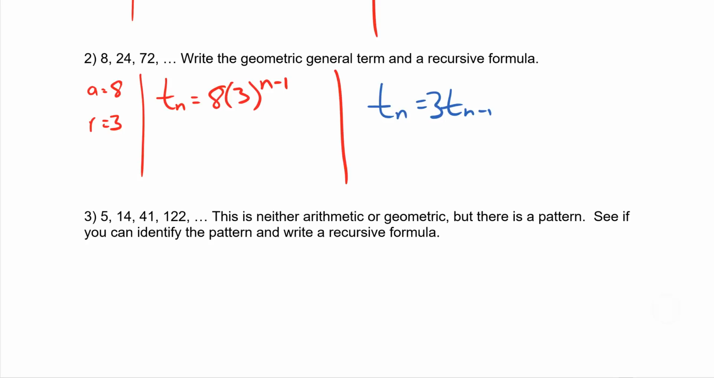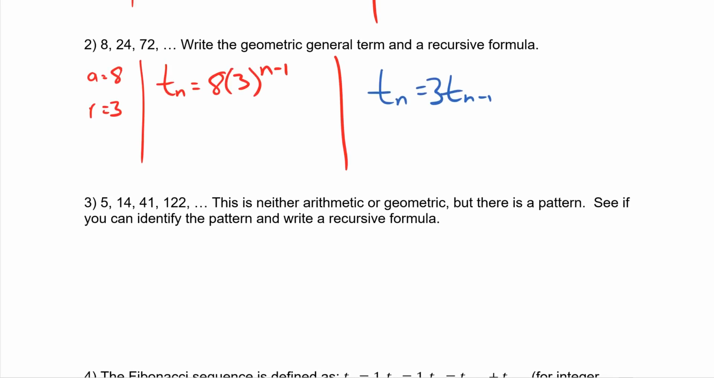Now this next pattern right here, it's not arithmetic or geometric, but there is a pattern to it. So we're going to see if we can identify the pattern, and then we'll write our formula based off of that. So what we can do is we can start at the beginning. Well, how can we go from 5 to 14? Well, just writing out some rough work. This is not what I'd have as part of my solution.